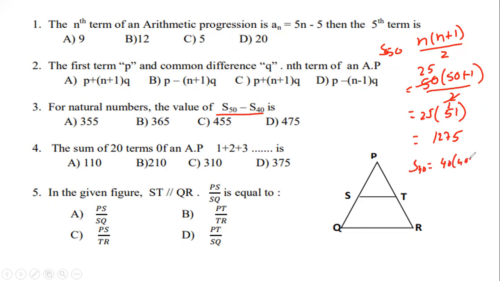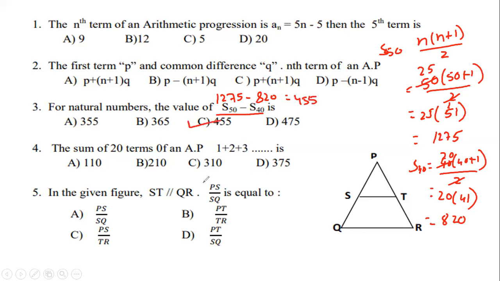Similarly, find S40: 40 into 40 plus 1 divided by 2. 20 into 41 is 820. So S50 is 1275 minus S40 is 820. 1275 minus 820 is equal to 455. Which option is right?